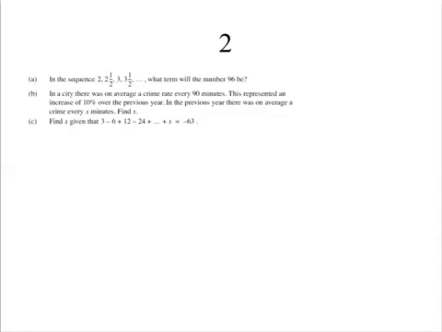So we're going to start with number 2. In the sequence 2, 2.5, 3, 3.5, what term will the number 96 be? You can see that we're adding 1/2 every time, so that means it's an arithmetic sequence.